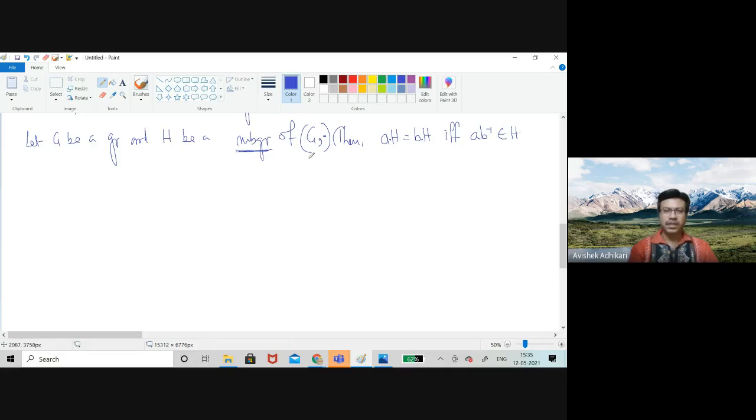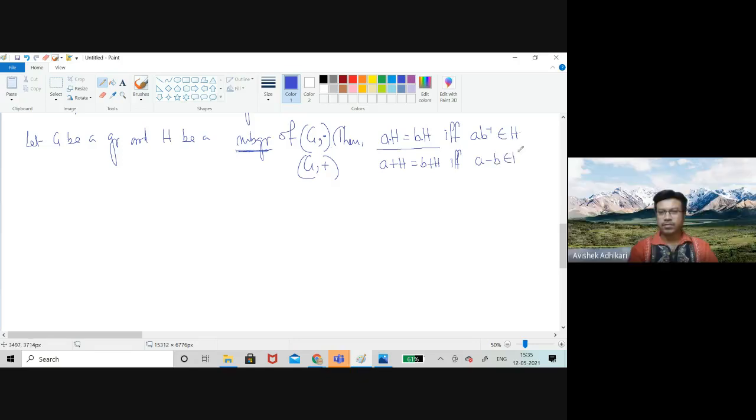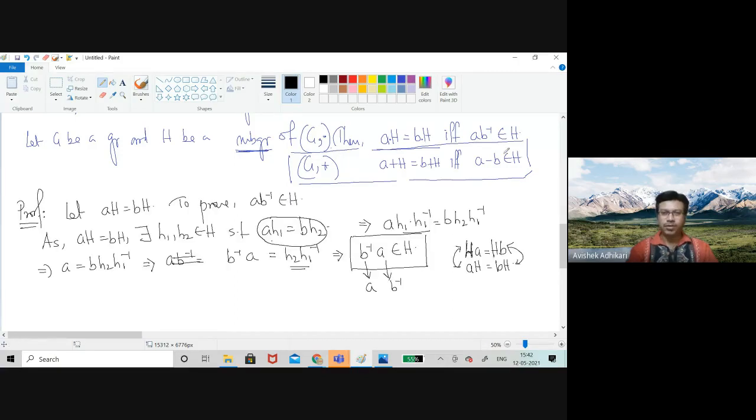So if instead of dot this would be plus, can you tell me what this statement would be? If I consider it with plus, then what should this statement be? Very good. a plus H equals b plus H if and only if a minus b belongs to H. So now you can understand that depending on this plus and dot, this condition will change. It may be an arbitrary star, then a b inverse with respect to that star. So whether this statement is true or false, that is my question.